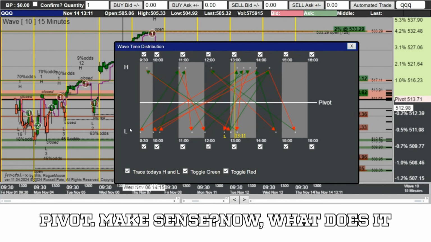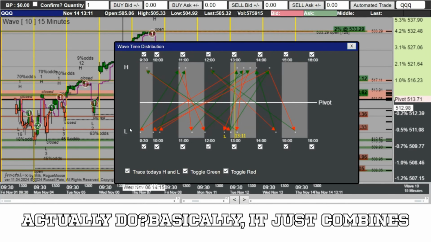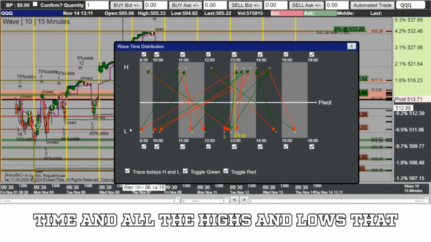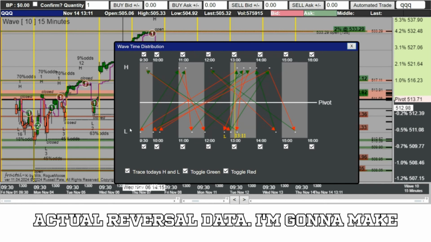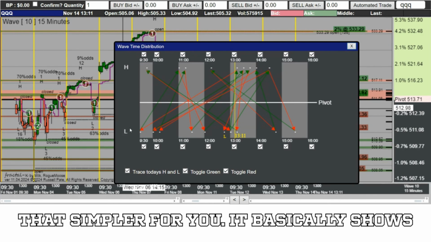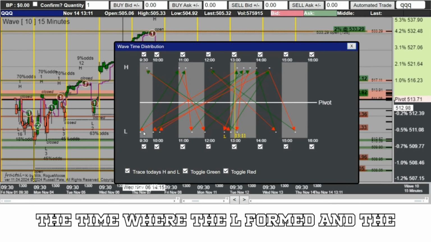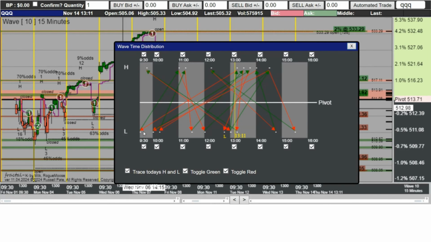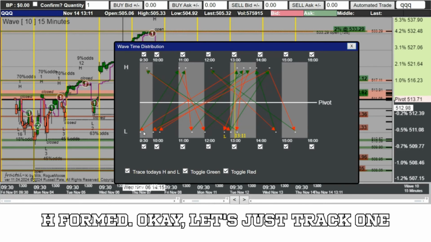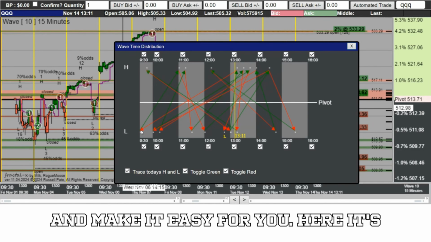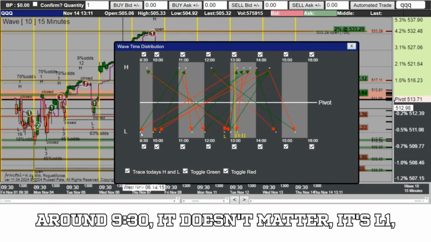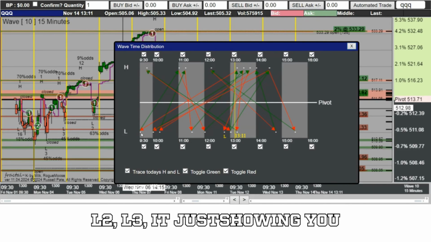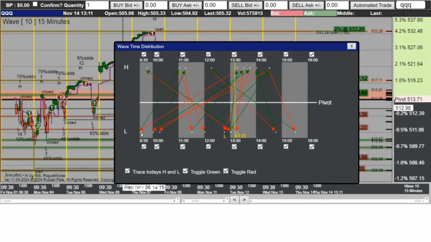Make sense? Now what does it actually do? Basically, it just combines time and all the highs and lows that form on your chart to give you some actual reversal data. I'm going to make that simpler for you. It basically shows the time where the L formed and the H formed. Let's just crack one and make it easy for you. Here it's showing that an L value formed at around 9:30. It doesn't matter if it's L1, L2, L3, it's just showing you that an L value formed.